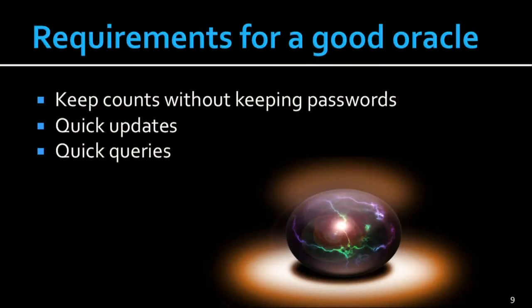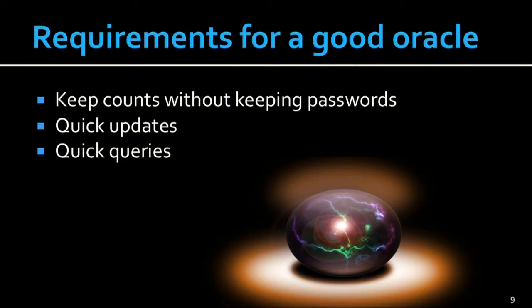A good oracle should have these 3 properties at the minimum. It should keep the counts of the passwords without keeping the passwords themselves. But at the same time, it should allow for quick updates. Whenever a user arrives, chooses a password, that password should be reflected in the Oracle right away. You don't want to start protecting the user a week from the time that they created the password. And it should also allow for quick queries.